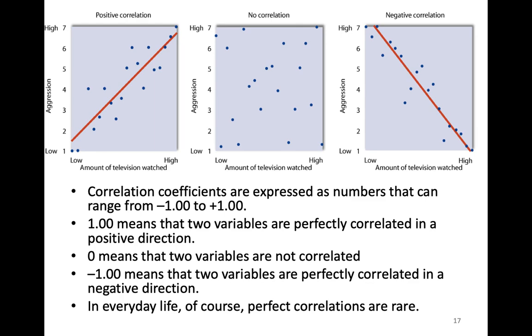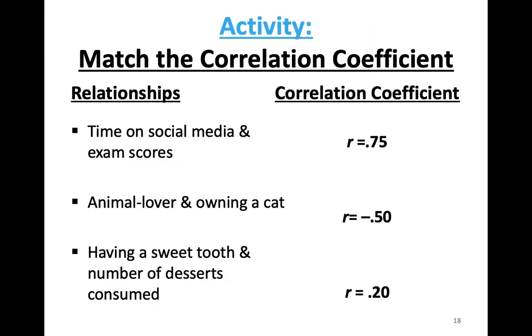Now, in everyday life, perfect correlations are rare, okay? And indeed, what you see with this scatter plot is that the points are not directly on the red line. The red line would, in both cases, represent a correlation of perfect positive 1, or in this case, perfect negative 1. Both a 1 and a negative 1 are perfect correlations. But those are rare. So here's a little activity just to see if we're understanding the direction of the correlation as well as the magnitude.